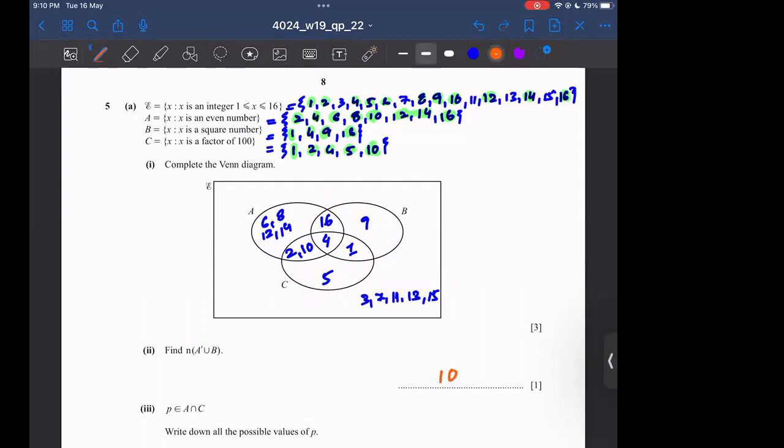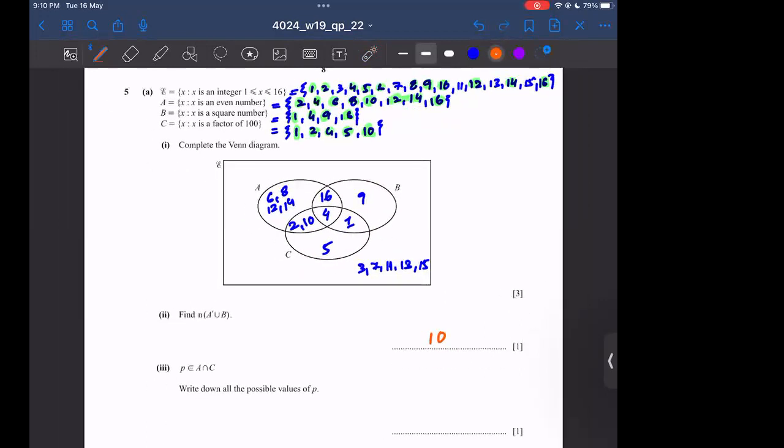It says P is an element of A intersection C. What is A intersection C? Sir, this is A intersection C. Write down all the possible values of P. So the possible value of P could be 2, 4 or 10, right?